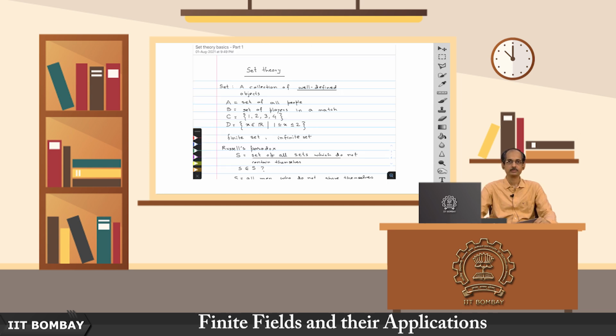In this class, we will cover some basic mathematical background related to set theory. So, to start with, what is a set? A set is basically a collection of well defined objects. It is a collection of objects, and the phrase well defined is important, because when we try to define a set, there should not be any ambiguity about which objects are in that collection and which objects are not in that collection.